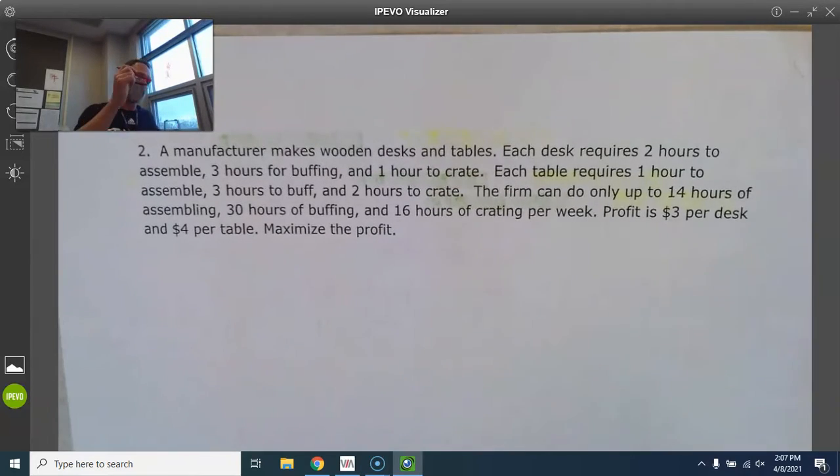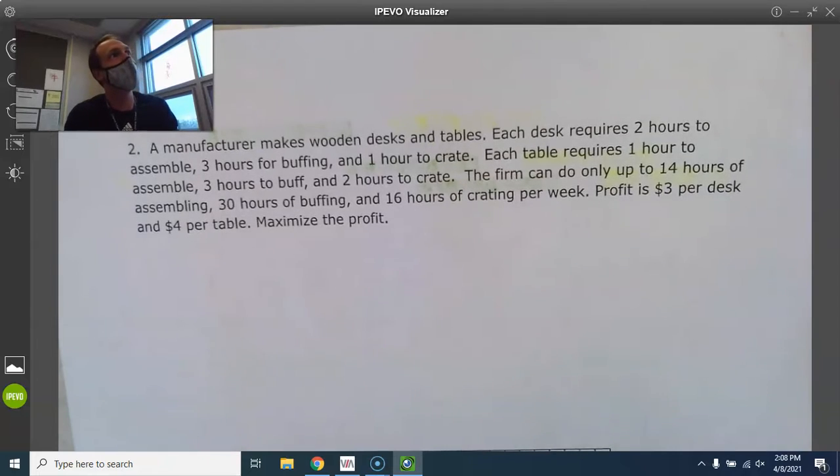Right, friends, we are now on number 2. This problem is about manufacturing, making wooden desks and tables. This one's a little bit different because we have different restrictions. So now we're assembling, buffing, and crating both tables and desks. And then we have a limit on the number of hours of assembling, buffing, and crating that we can do. And there's a profit. Now we're talking about profit, and we want to maximize the profit.